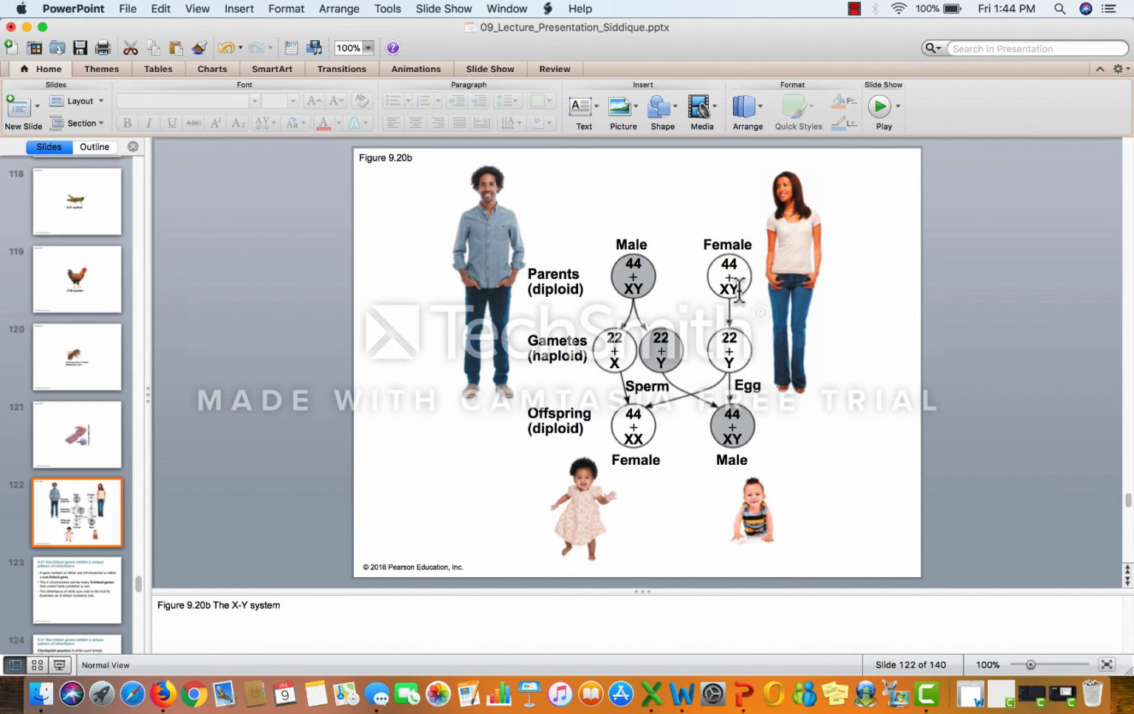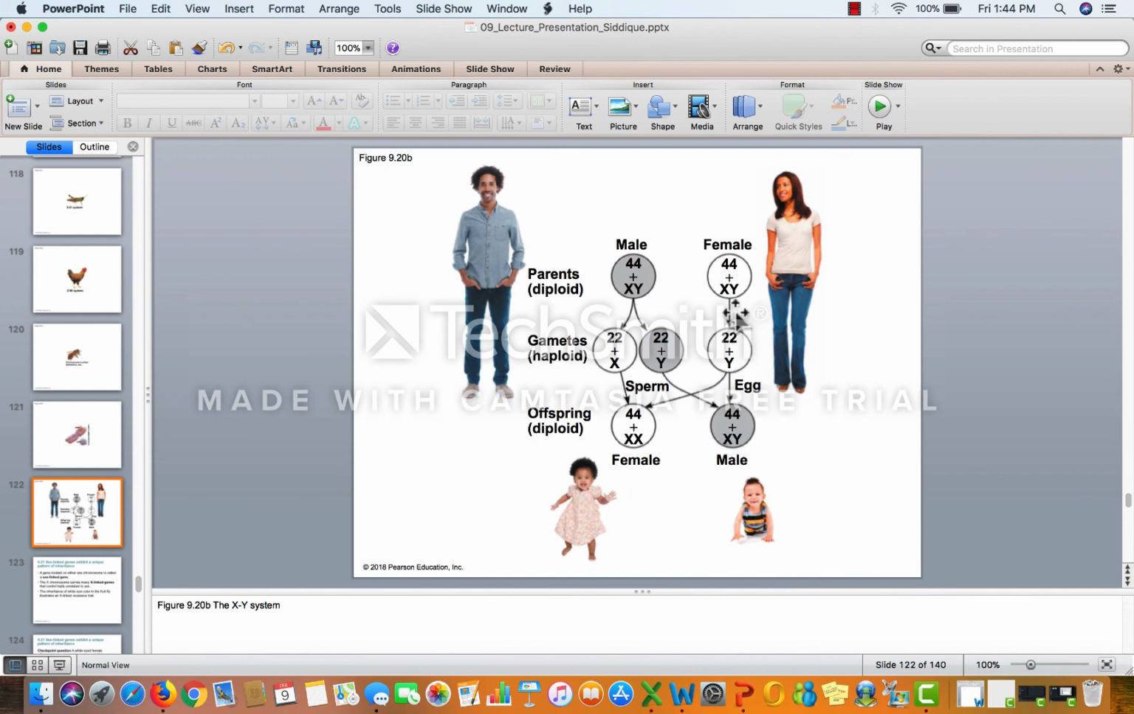XY? Why is it XY? Kind of confused here. The male has gametes of 22 plus X or Y. The female, 22 plus Y? Why is this XY? She's XX. Female and male. All right, I'm kind of confused here. Why is this a male? Why is this a female?